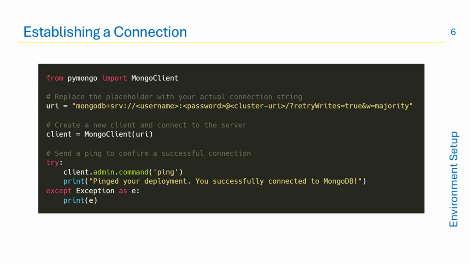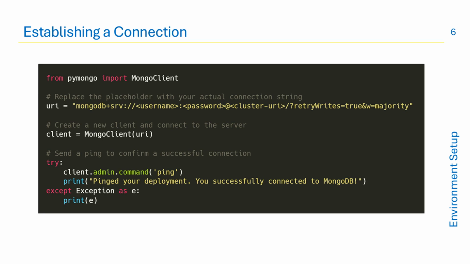It's a single string that contains all the necessary information to connect: your username, password, and the unique address of your cluster. For security reasons, it's highly recommended not to hardcode this URI directly in your script in a real-world application. Instead, you should use environment variables or a secure configuration file.